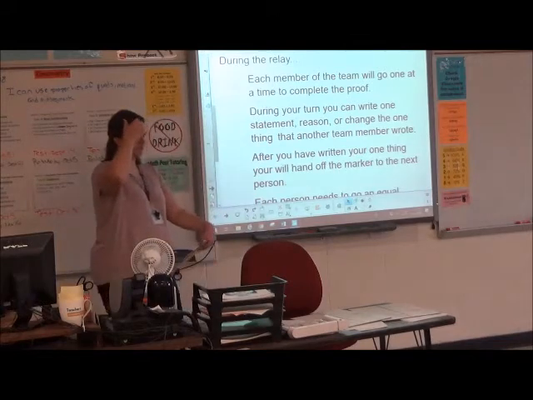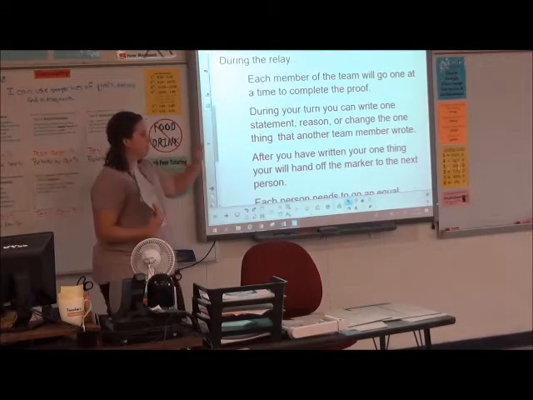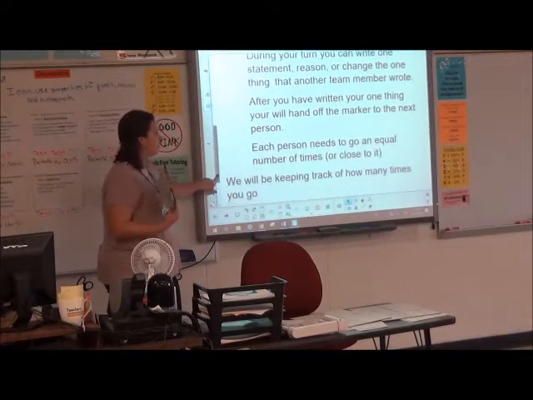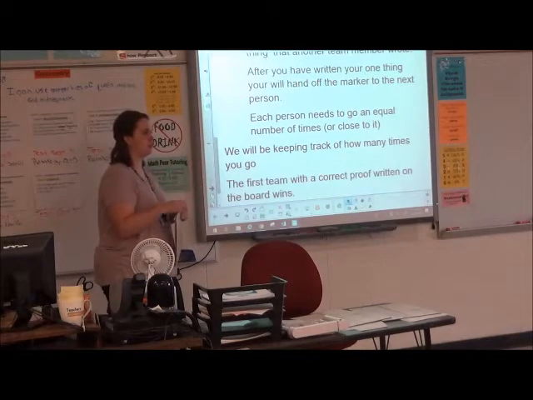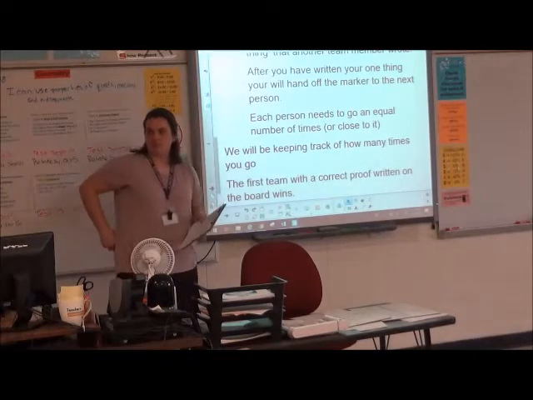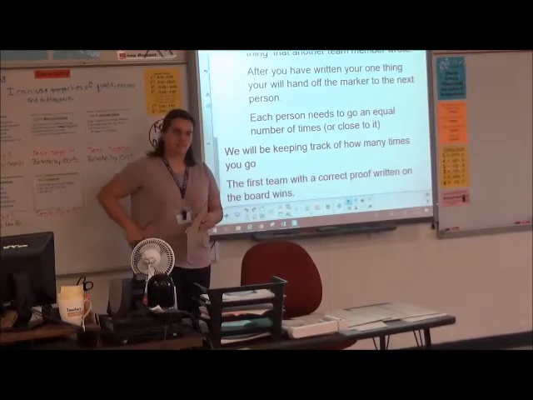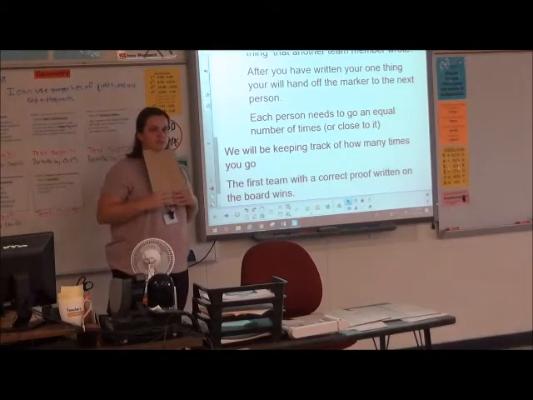Make sense? Okay. So after you've written your one thing, you gotta hand off the marker to the next person, and then they can come up. Each person needs to go an equal amount of times or close to it, so one person can't just write the whole thing. Everybody needs a turn. When she means or close to it, if there's 8 steps, that's 16 times. If you only have 4 people, well, 5 people, not everybody can go the same number of times. But everybody, you need to have like a system where everybody goes.